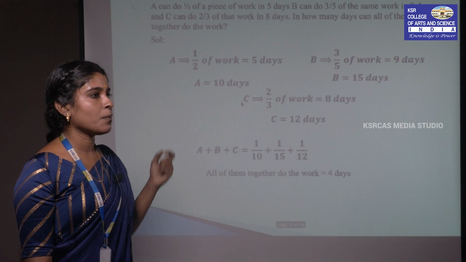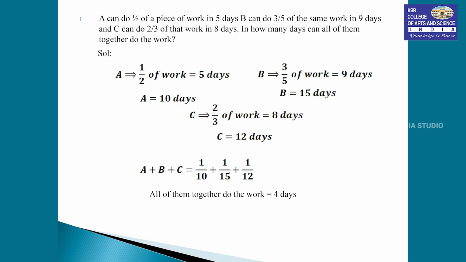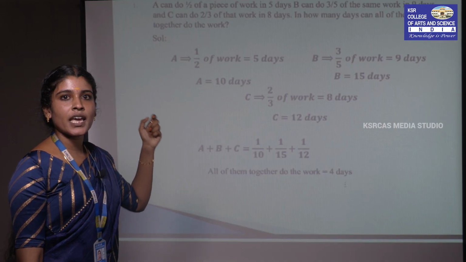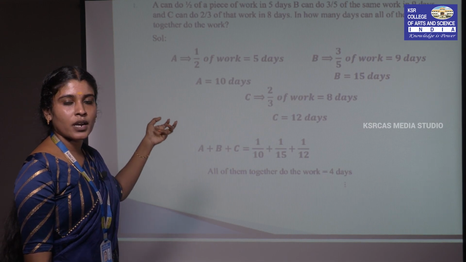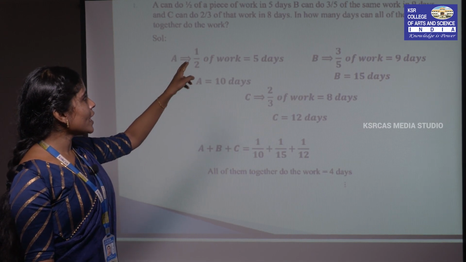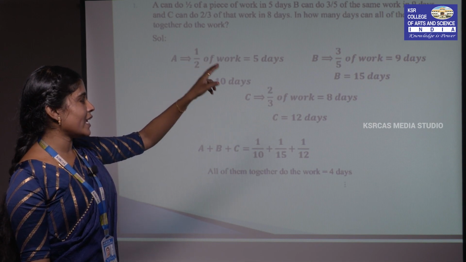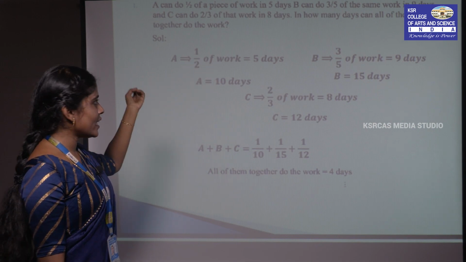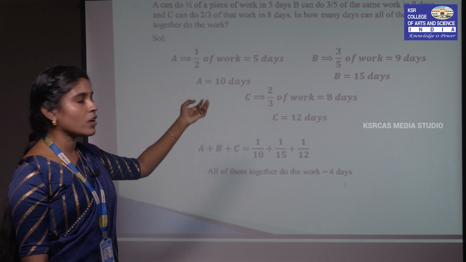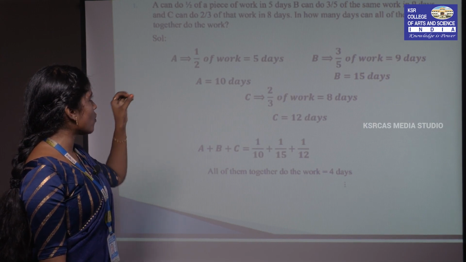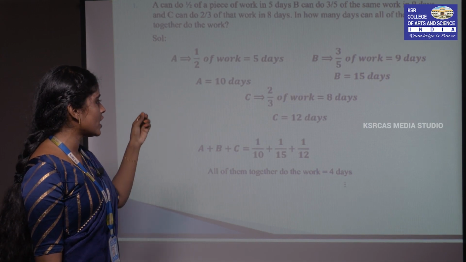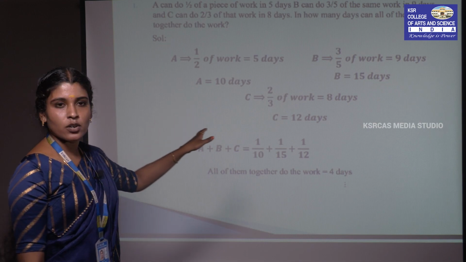So see our first example. Here A can do 1/2 of a piece of work in 5 days. So we can write 1/2 of work equal to 5 days. We need to find the days A takes to complete the whole work. Simplifying, we got A takes 10 days to complete the work. Next, second point: B can do 1/3 of the work in 9 days. This is similar to A. After simplifying, we got B equal to 27 days to complete the work. Then third person: C can do 2/3 of the work in 8 days. Here we simplify and get C equal to 12 days.